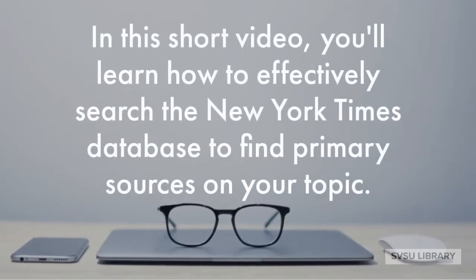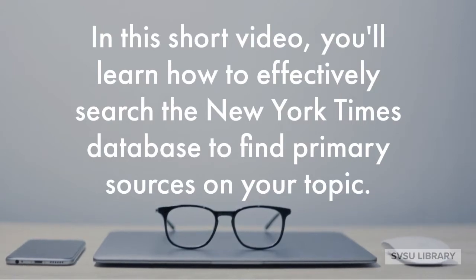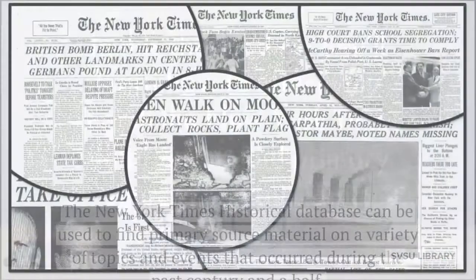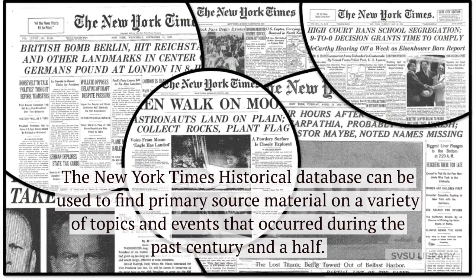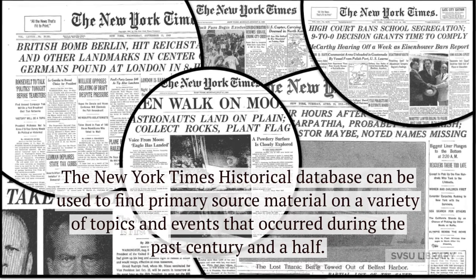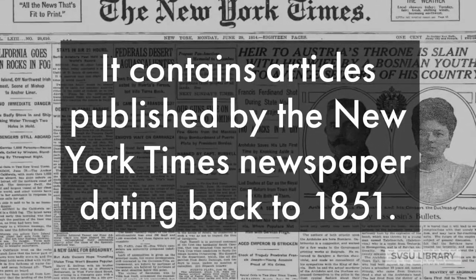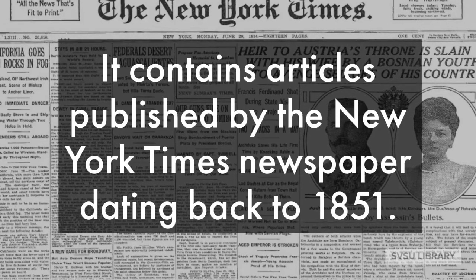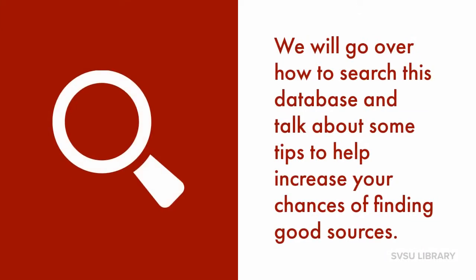In this short video, you'll learn how to effectively search the New York Times database to find primary sources on your topic. The New York Times Historical Database can be used to find primary source material on a variety of topics and events that occurred during the past century and a half. It contains articles published by the New York Times newspaper dating back to 1851. We will go over how to search this database and talk about some tips to help increase your chances of finding good sources.